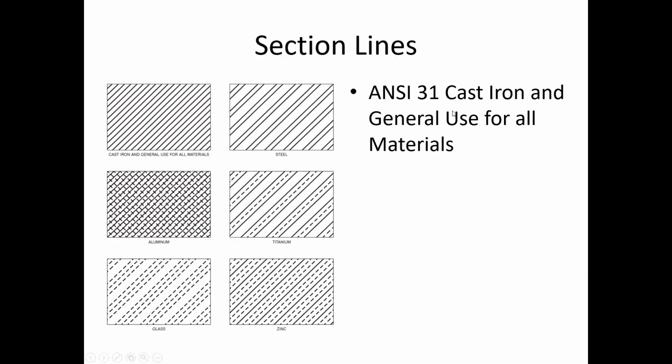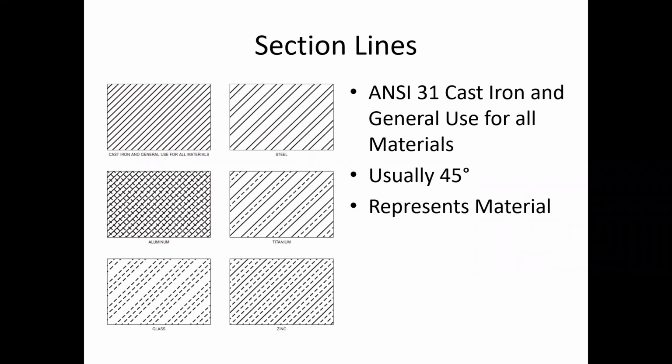ANSI 31 is kind of the general use. You'll see it for all materials, or you may see a specific material. If you have your material set to aluminum and you crosshatch it, you're probably going to get the aluminum crosshatch. It just depends on what material you have selected in the materials of that part.